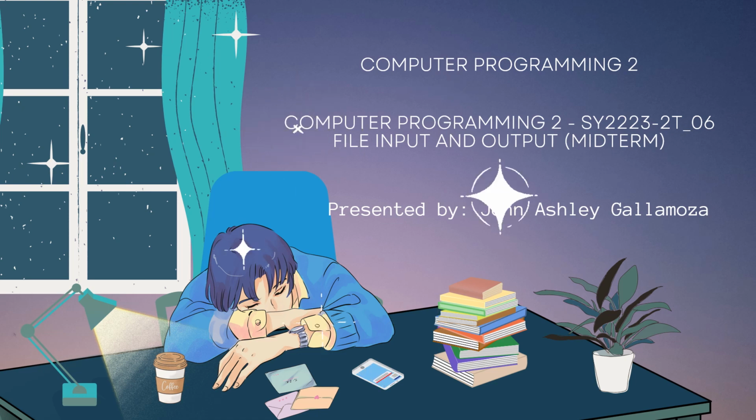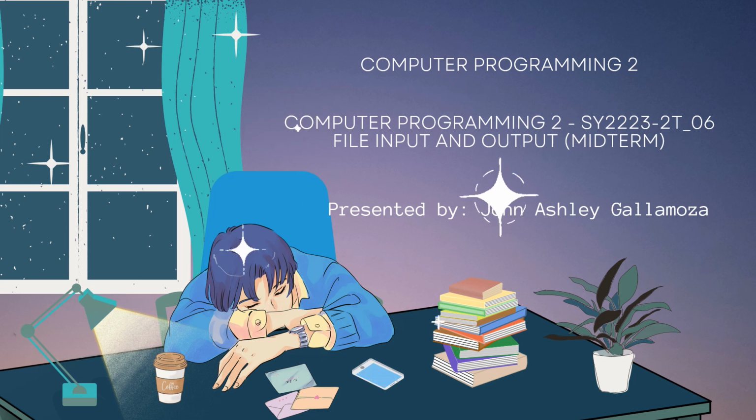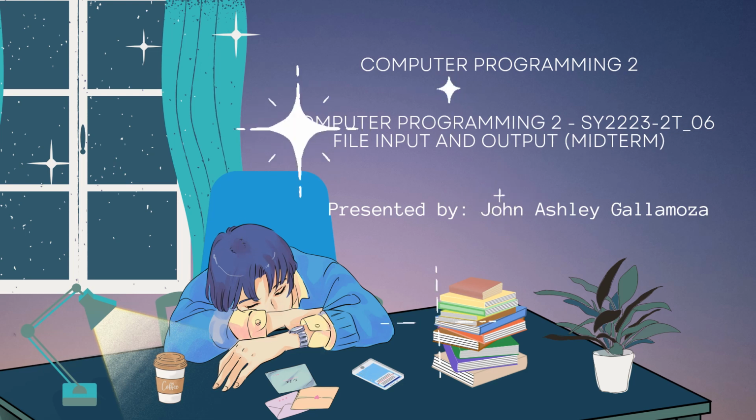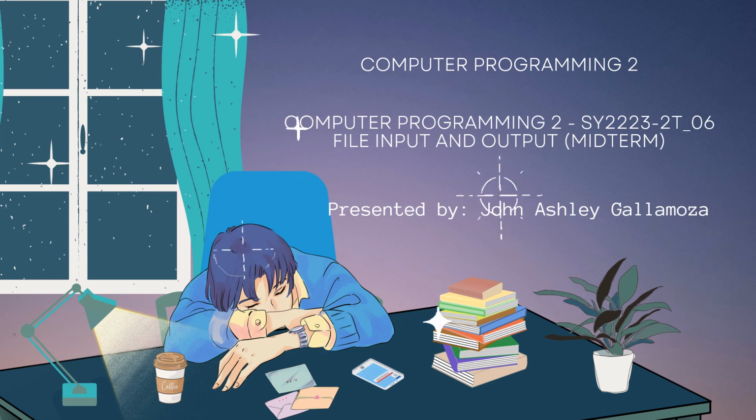So for today's video we're discussing a new topic about our class's subject, Computer Programming 2, which is 06 File Input and Output in midterm. This is your third and fourth week's topic. So, if you're interested in our midterms topic in computer programming, come and join us as we discuss this lesson.